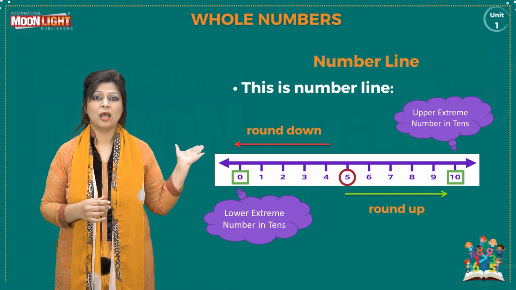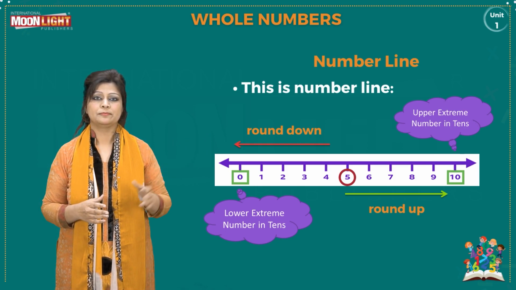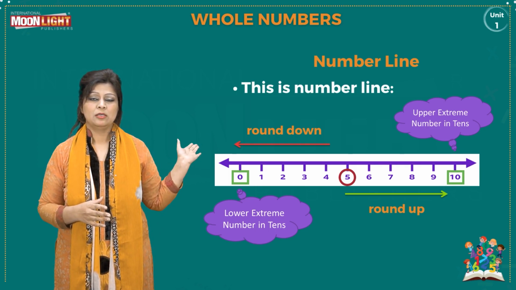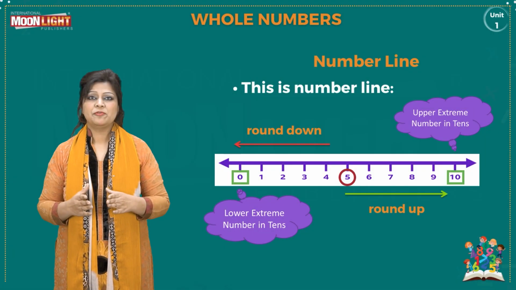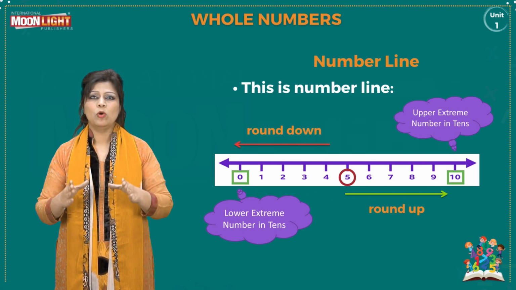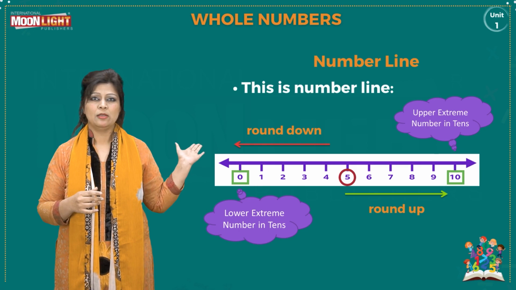Here the numbers are from 0 to 10. You can see that from here 0 is, first we are going to do round off to the nearest 10 and that will be a whole number. So first we are going to round off a whole number to the nearest 10.